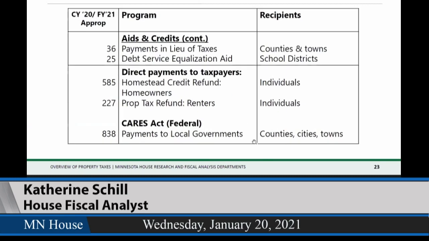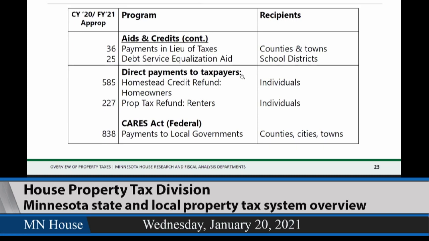Next slide, please. On this slide, I'll direct you to the middle of the slide with direct payments to taxpayers. These are the two mainstay property tax refund programs. First, the homestead credit state refund is at $585 million per year. And then the renter's property tax refund is at $227 million per year, and these are direct payments to individuals. And finally, at the bottom of the slide, you see the CARES Act one-time payments to local governments. This was the $838 million presentation that we gave just last week.